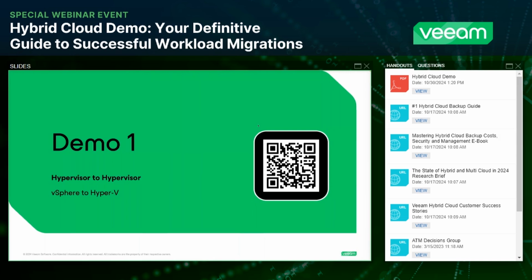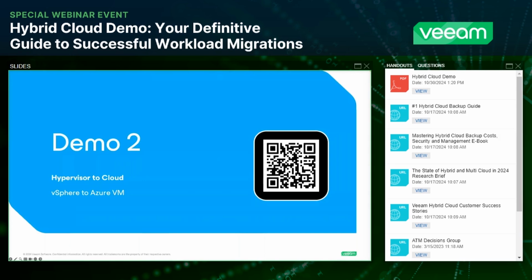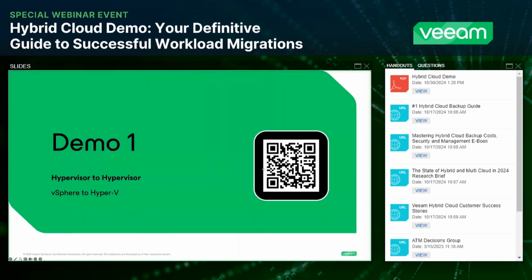So with these demos and with this notion of data freedom, migration, modernization of applications, I want to give you guys a show of just how easy it is to move data across these different environments with Veeam. So first off, we're going to start with hypervisor to hypervisor migration, right? So for example, vSphere to Hyper-V. So of course it's not working.